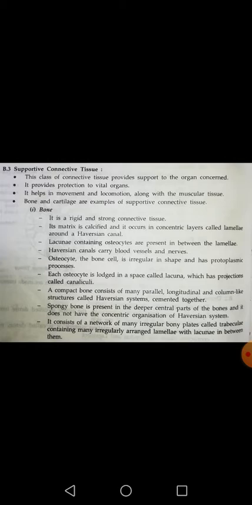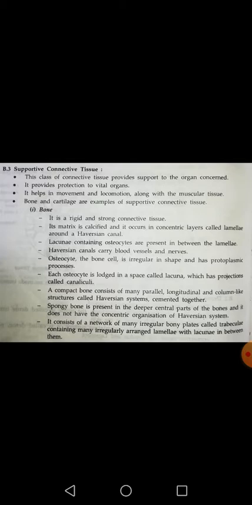Today I am here to discuss a new kind of connective tissue, and that tissue is supportive connective tissue. Students, it's a very important type of connective tissue present in the human body, because this class of connective tissue provides support to the various organs of the body. Its main function is to provide a framework to the body structure, and it also protects the vital organs. Along with muscular tissue, it also helps in body movements, in locomotion.